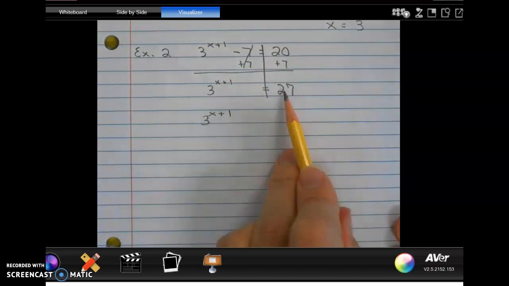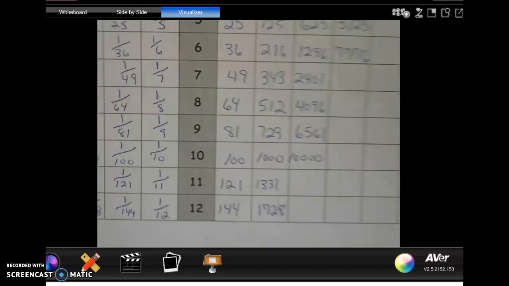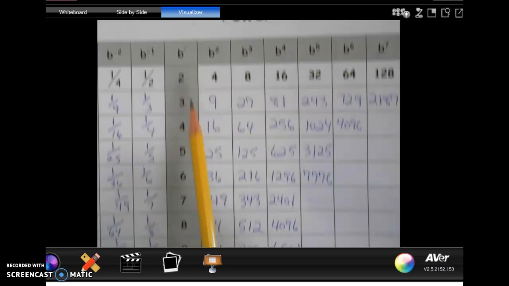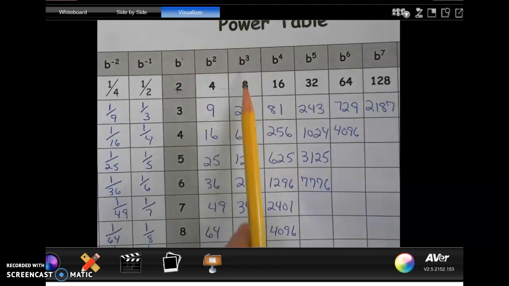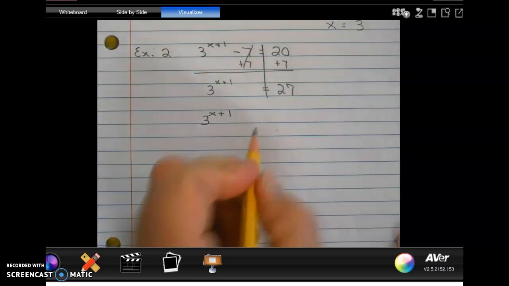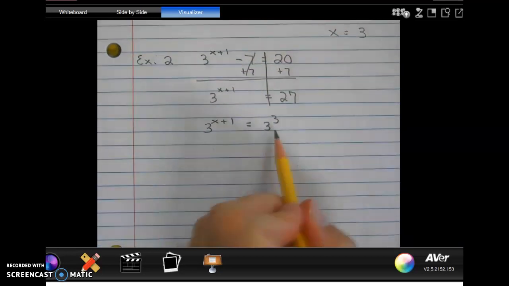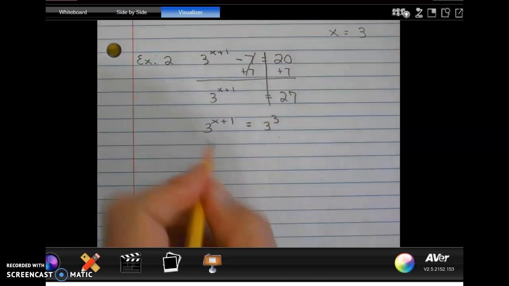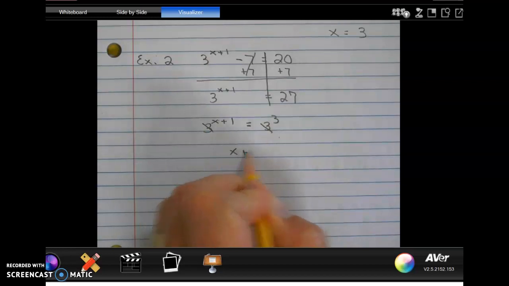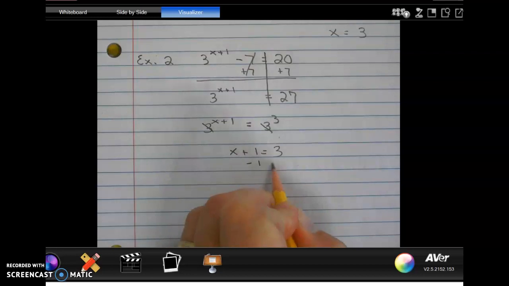If you don't know how to change 27 to base 3, again, I suggest looking at your power table. Base 3, 27, so it's going to be 3 to the third power. And that's equivalent to 27. Now that the bases are the same, we can set the exponents equal to each other and then solve for x.